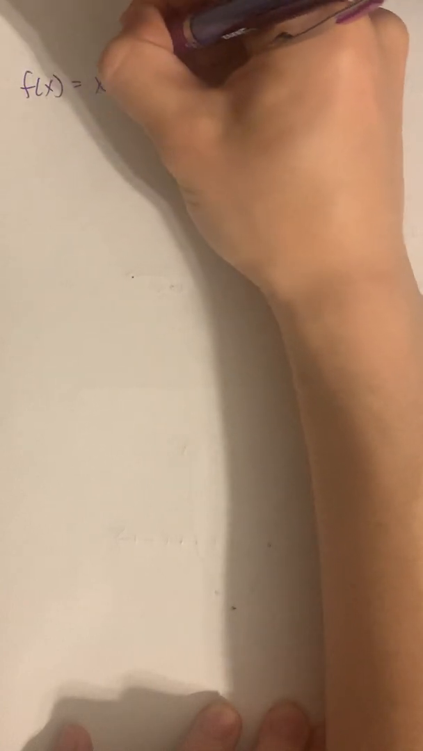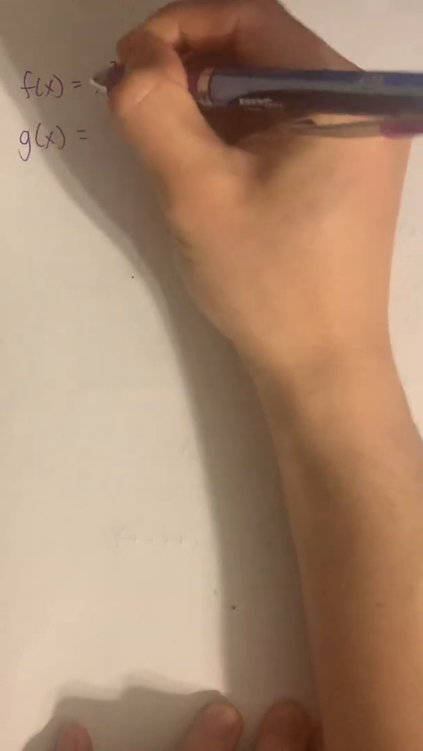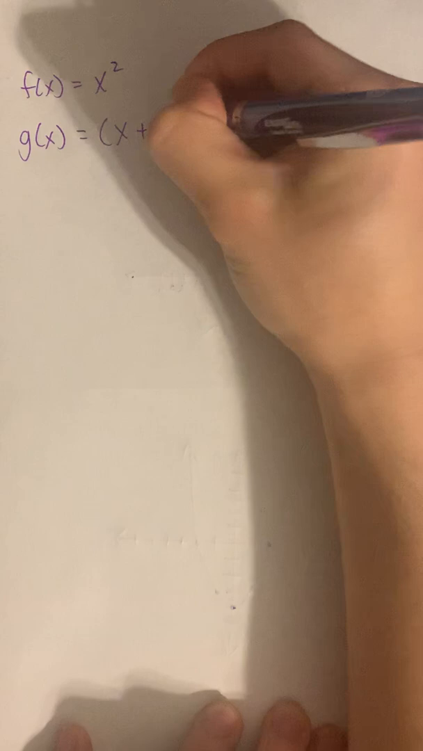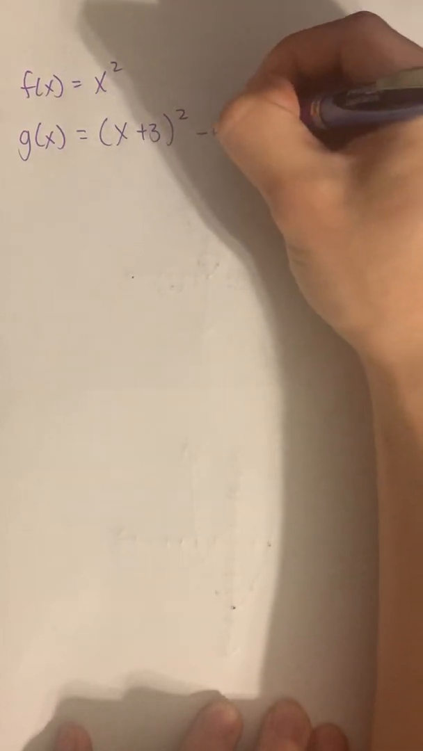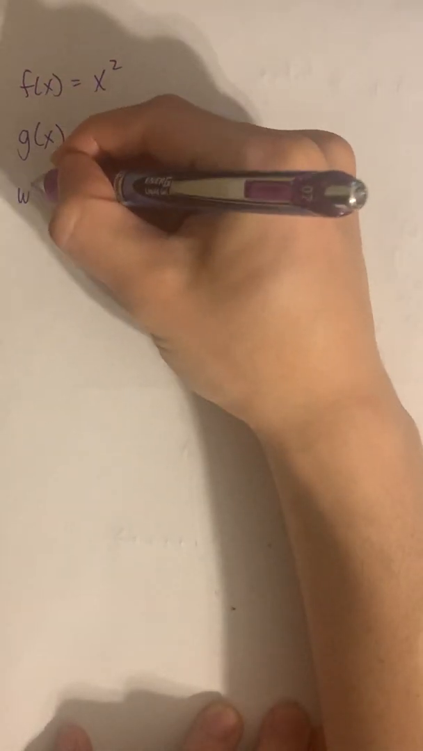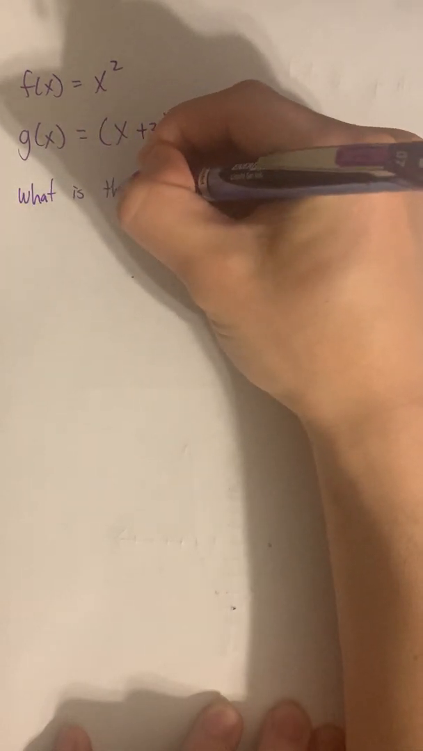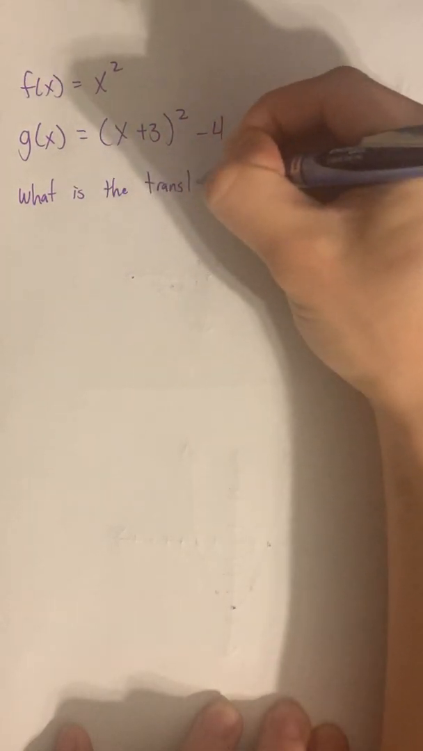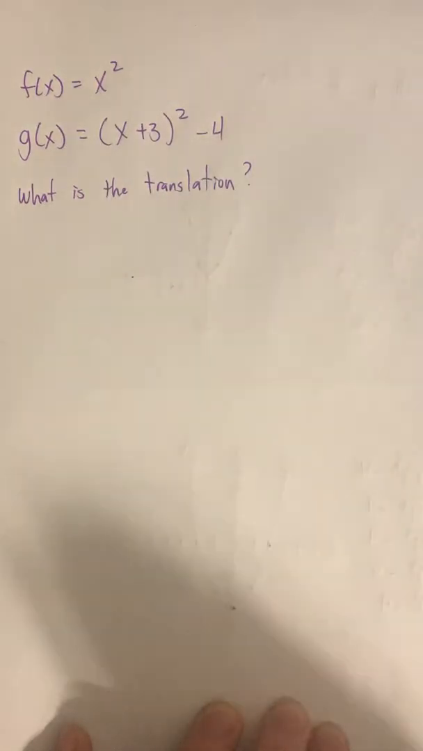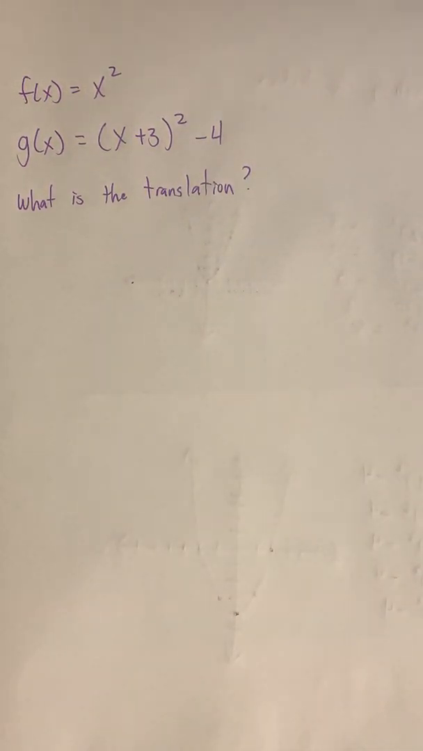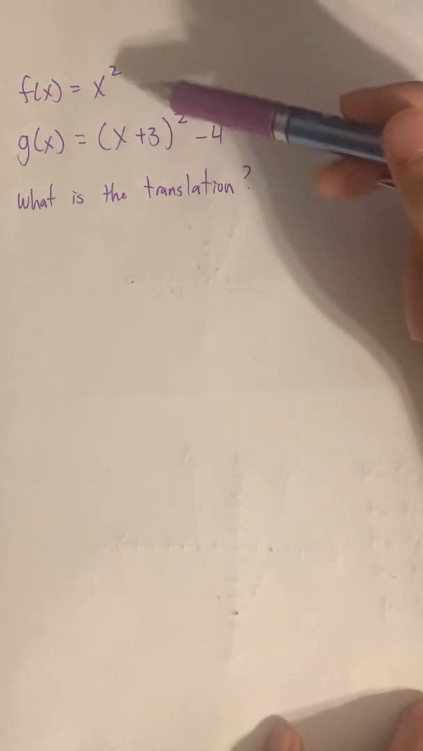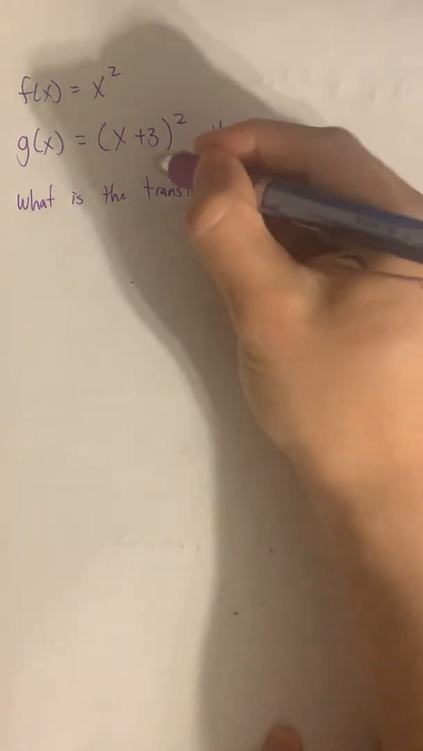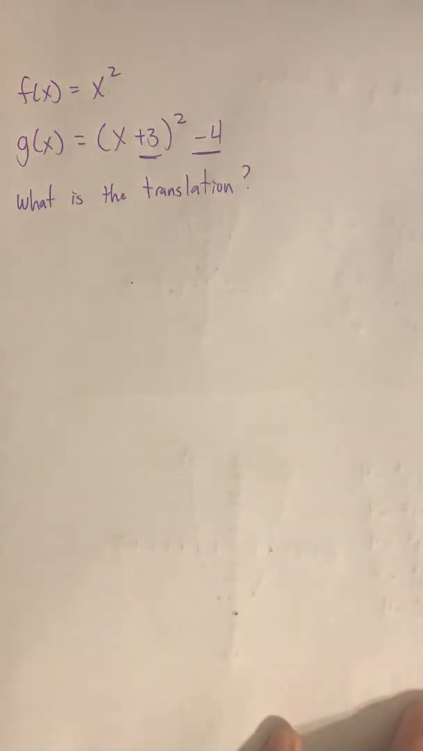Let's say we have the function f of x is equal to x squared, and then we have another function g of x is equal to (x plus 3) squared minus 4. And then it's asking, what is the translation? All right, so we have to look at what the differences between these two functions are. So I see a plus 3 here and a minus 4 here.